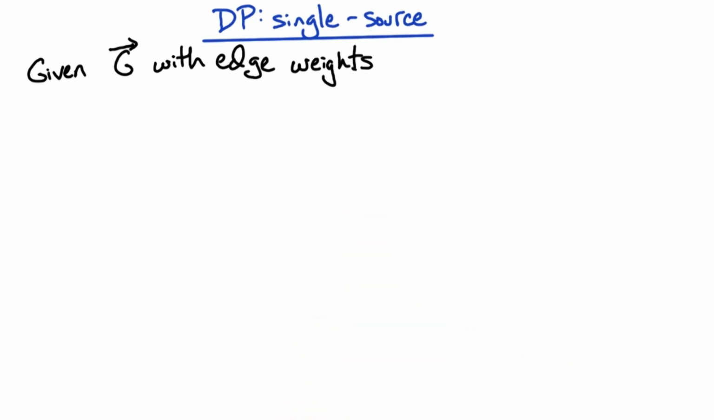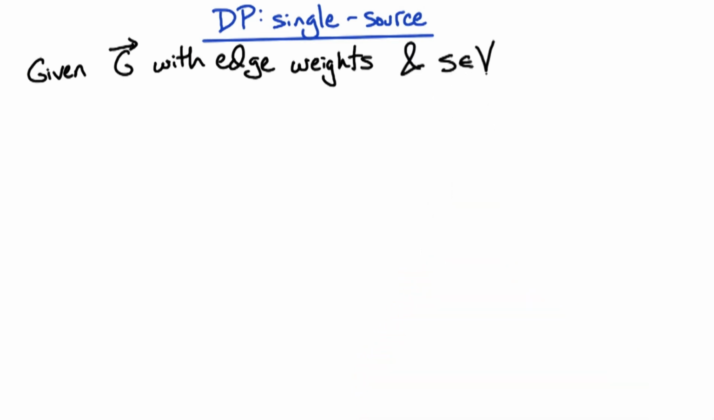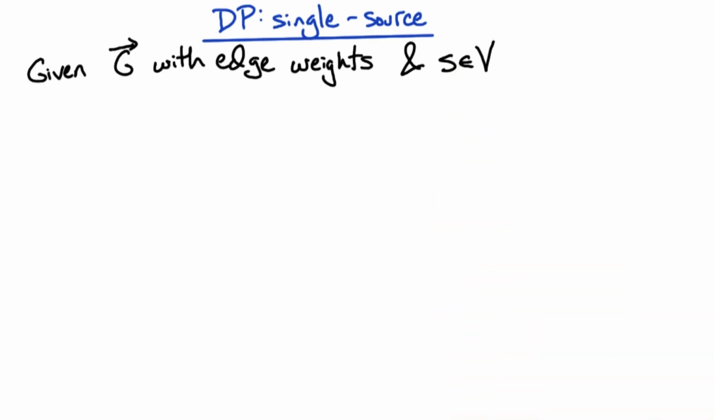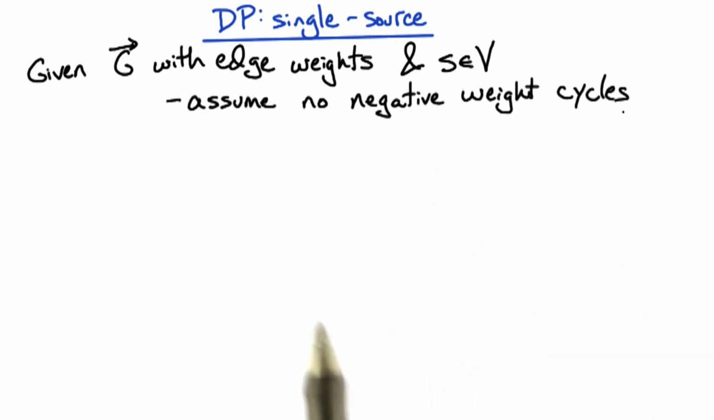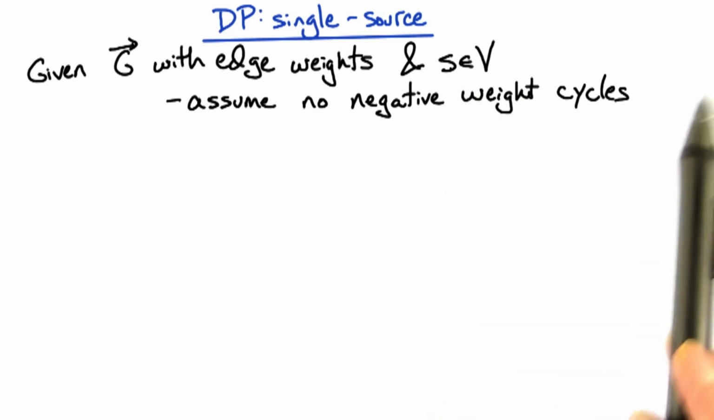So we can no longer apply Dijkstra's algorithm. And we have some specified start vertex, S. Our goal is to find the shortest path from S to every other vertex. Now what about negative weight cycles? Let's assume for now that there are no negative weight cycles in the graph, and therefore the shortest path length from S to every other vertex is well defined.